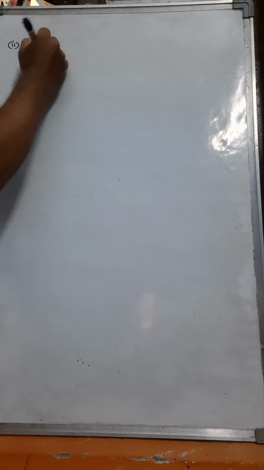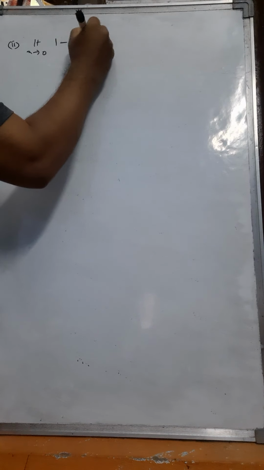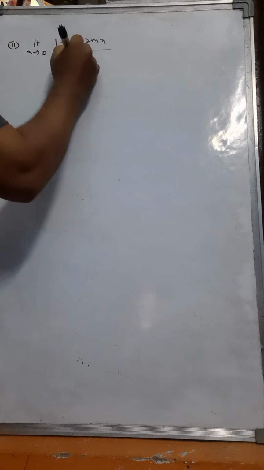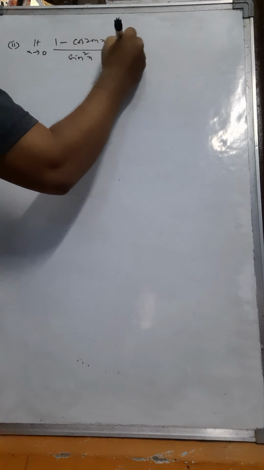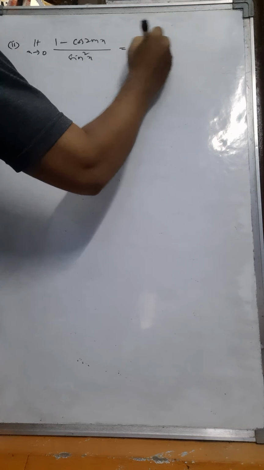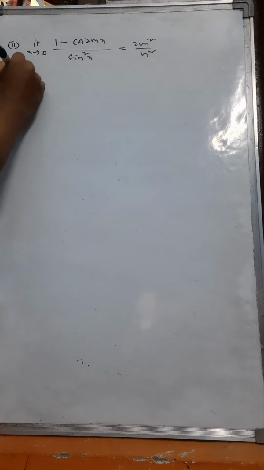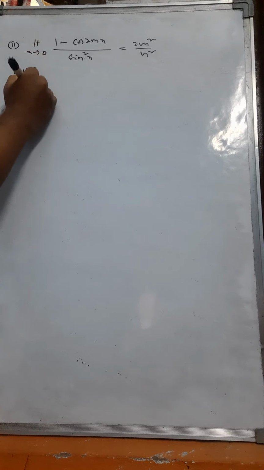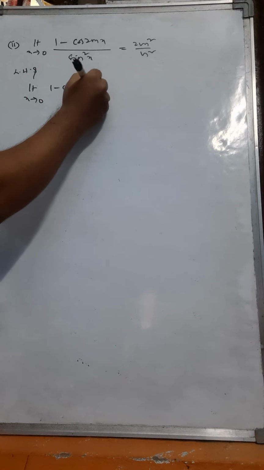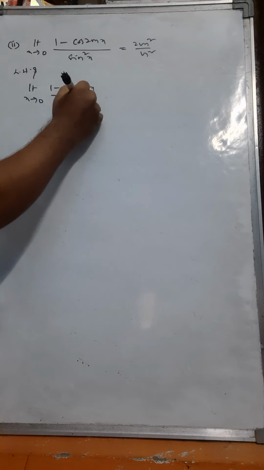Next problem. Second problem. Limit x tends to 0 of (1 minus cos 2mx) by sin square nx is equal to 2m square by n square. So what is the LHS? Limit x tends to 0, (1 minus cos 2mx) by sin square nx.